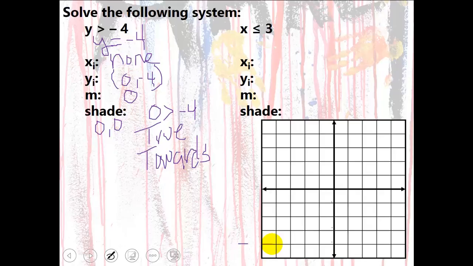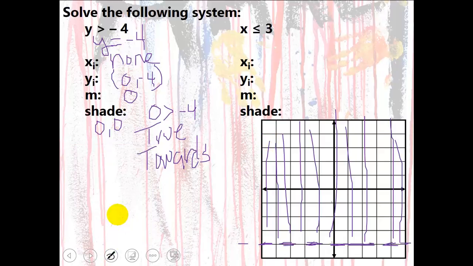So here is y is -1, -2, -3, -4. This is a dashed line. Make sure you can see it. And I have to shade towards (0, 0), so that means I'm going to go all up this way. Do this shading light, and then your overlap, you want to do that darker.